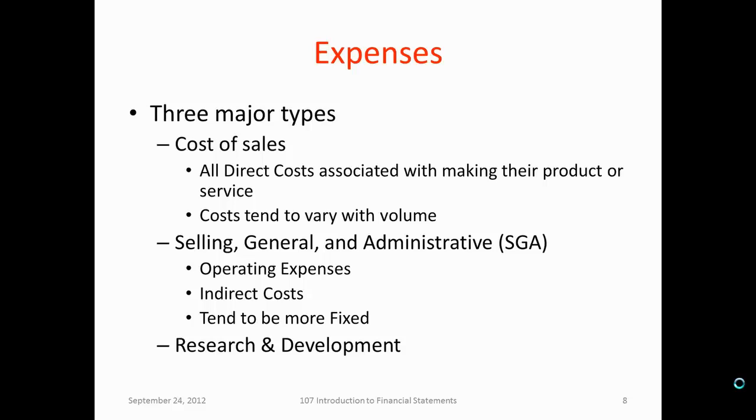Selling, general, and administrative expenses are also commonly known as operating expenses. This category includes most other costs in running a business, including marketing, management, salaries, and technology expenses. And finally, research and development, which we're not going to spend time on today. Your cost of sales tend to vary with volume, so if you make an extra unit, then the cost will go up by a similar amount. Your SG&A tends to be more fixed in nature, and if you vary your volume, you won't see as much change to the SG&A.